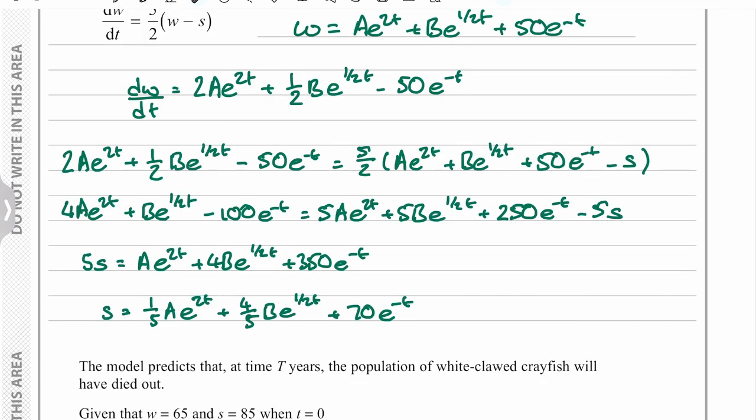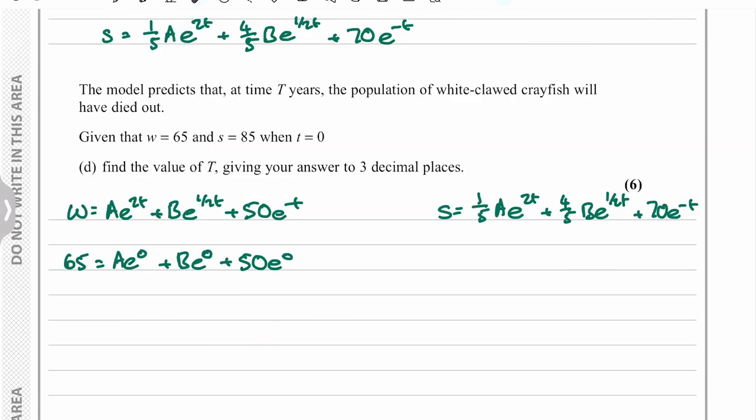So what we need to do is substitute this value of W into here, this value of S into here, and then put T equals 0 into both of these equations, then we'll get a pair of simultaneous equations, which we can solve for A and B. So we'll substitute 65 in place of W. When W equals 65 and T equals 0, we get this, and then we can move this 50 to the left-hand side.